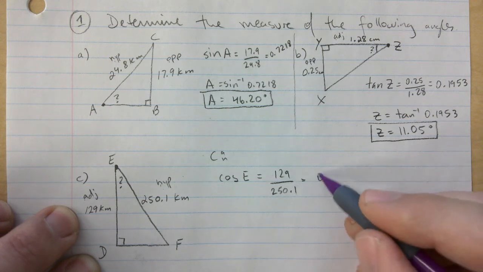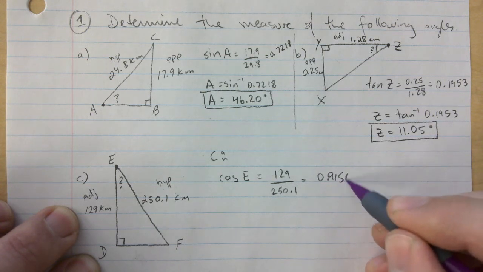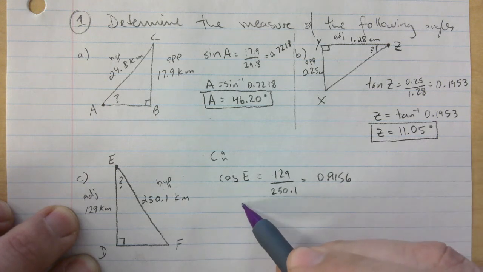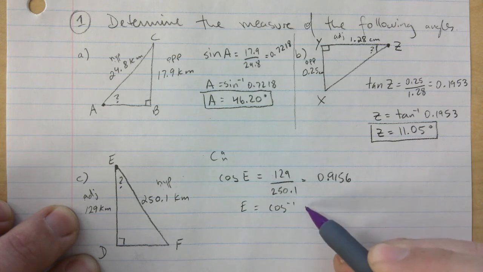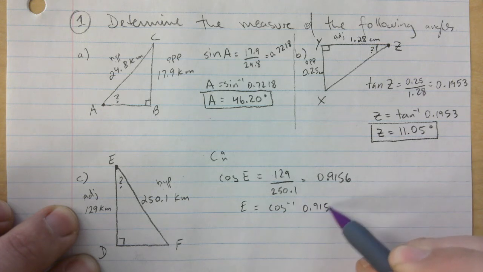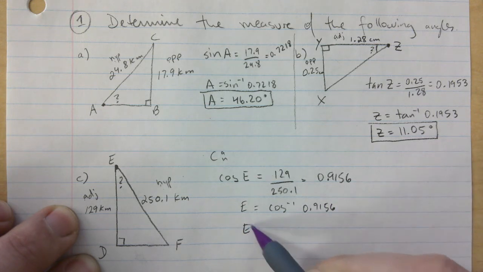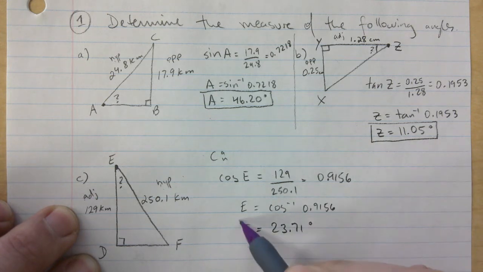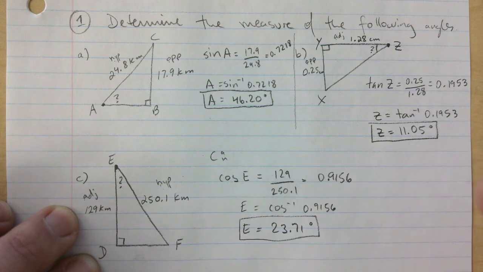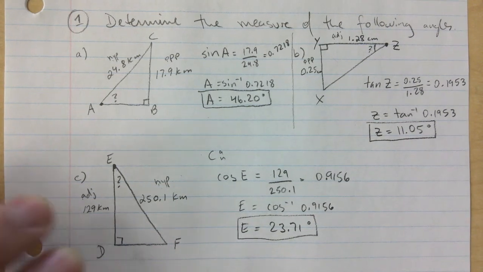We get 0.9156. Angle E is cosine inverse of 0.9156. You go shift cos, and that's 23.71 degrees if you round it. So there you have it.